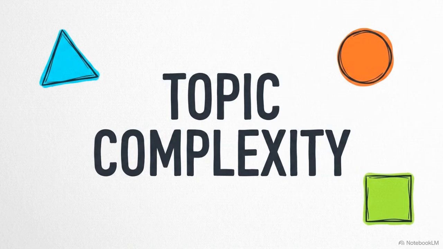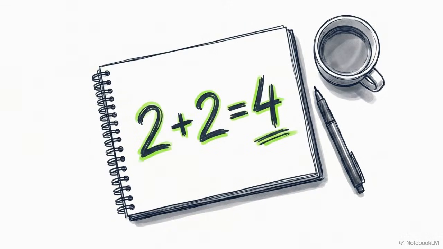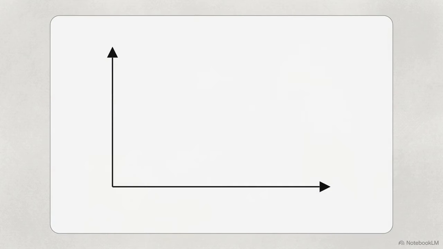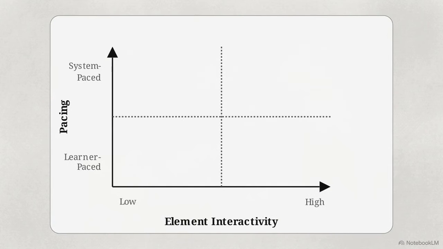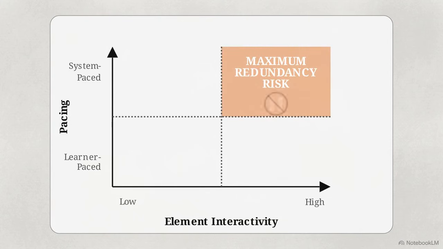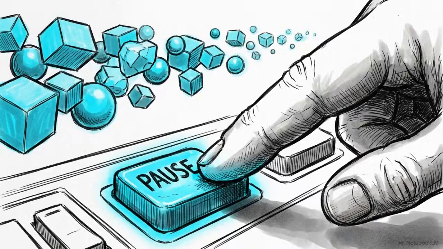The primary boundary condition that determines if the redundancy effect will trigger is element interactivity. If a topic is incredibly simple, characterized by low element interactivity, working memory isn't threatened. Redundant information won't cause measurable harm here. This matrix maps the specific danger zone where cognitive overload is guaranteed. It occurs when high interactivity combines with system-paced instruction. System-controlled pacing, like an unpausable lecture, removes the learner's ability to slow down and manage their cognitive load. Learner-controlled pacing can partially mitigate the redundancy effect by giving the brain time to clear the bottleneck before moving on.